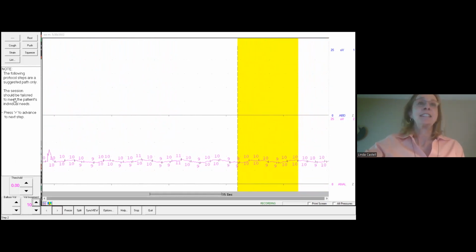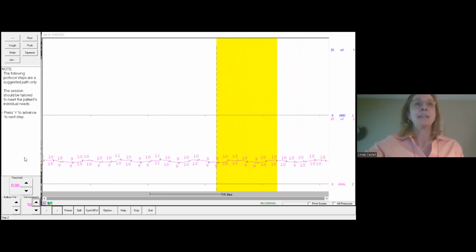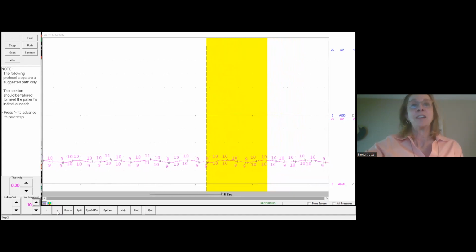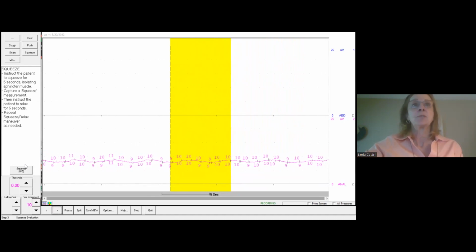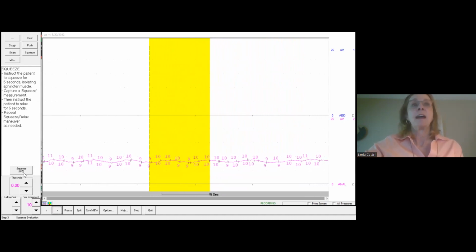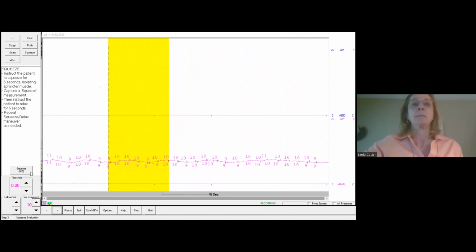And the computer here does tell you this should be tailored to meet your patient's needs, but it's kind of telling you step by step what to do. So we're going to hit the greater than symbol to move on. What we're going to do is ask our patients to squeeze and hold it for about 5 seconds. I try to have my patients hold it for 10 seconds because that's our ultimate goal.